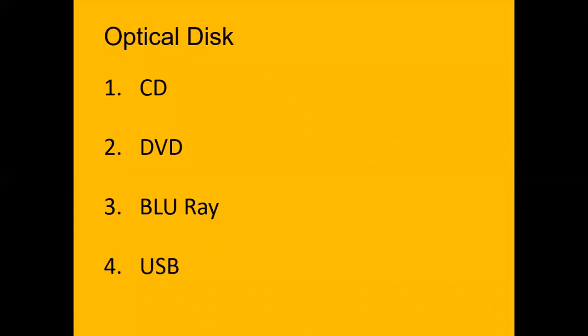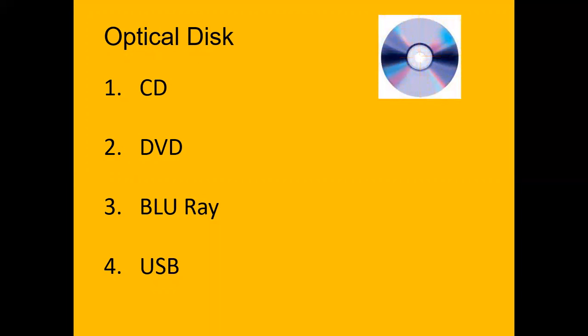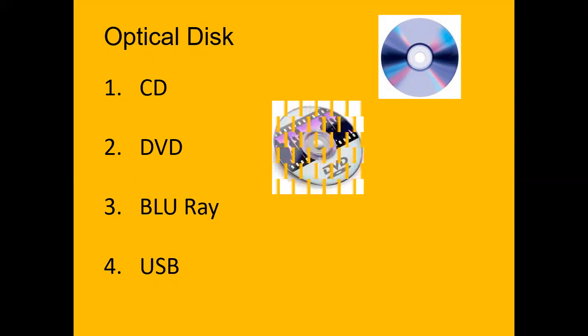Now we are discussing the optical disk. Optical disks use laser beams to store the data. Optical disks include the CD. CD stands for compact disk. You can see the picture of a compact disk. CDs are an older version. Now we have a new version, the DVD, digital versatile disk. You can see the picture of a digital versatile disk, DVD.